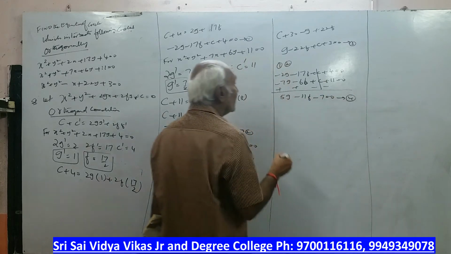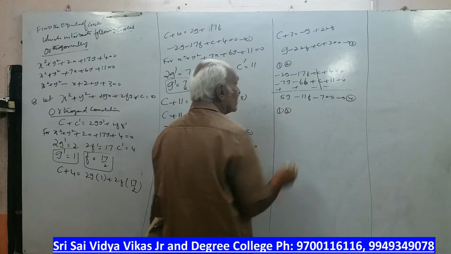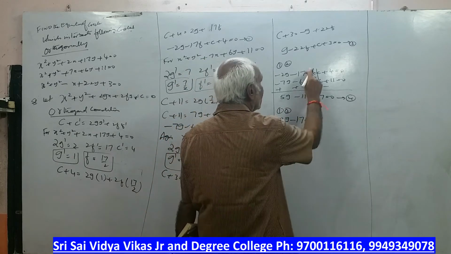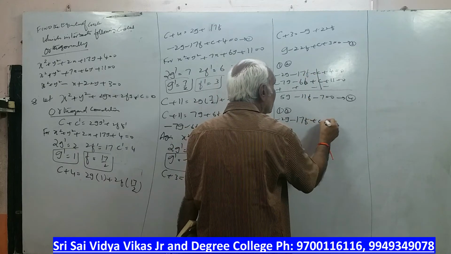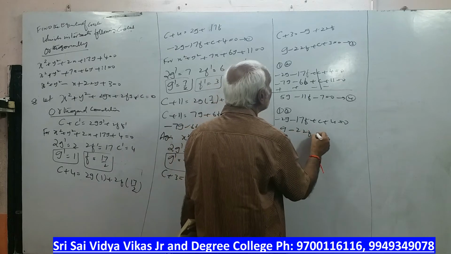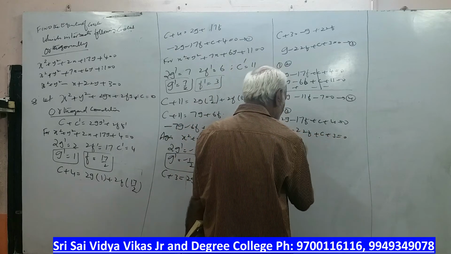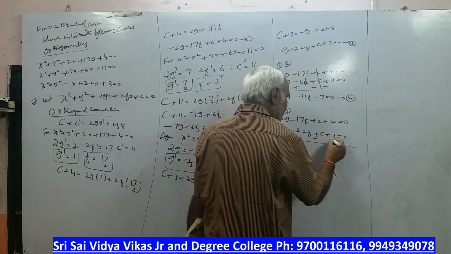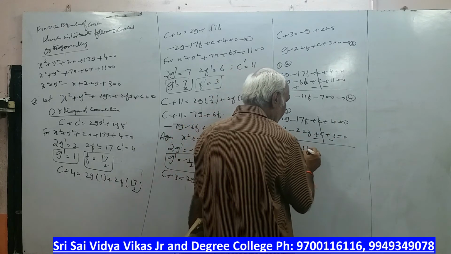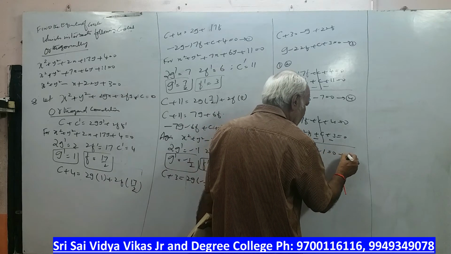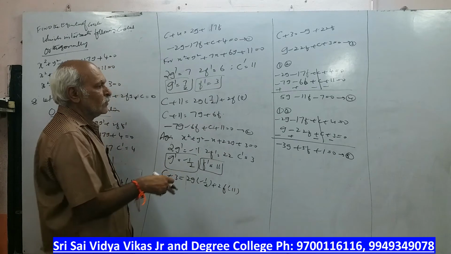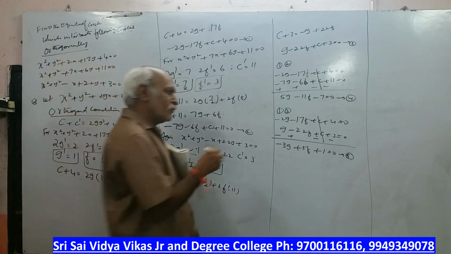Fourth equation. Next, 1 and 3. What is the first equation? Minus 2g minus 17f plus c plus 4 is equal to 0. What is the third equation? g minus 22f plus c plus 3 is equal to 0. C will get cancelled. Minus 3g plus 5f plus 1 is equal to 0. Fifth equation. Now you got again 2 equations. Now we have to solve for g and f.